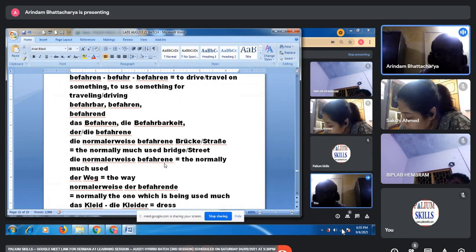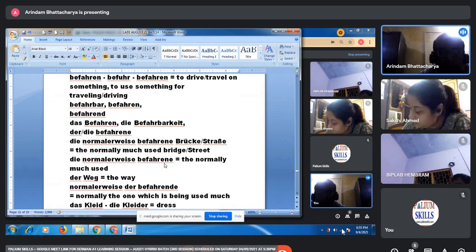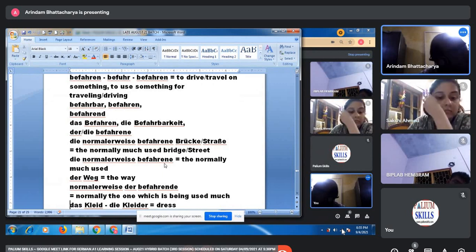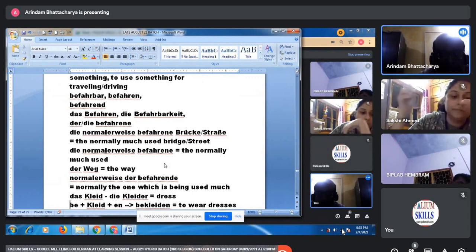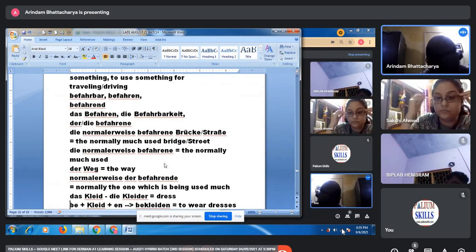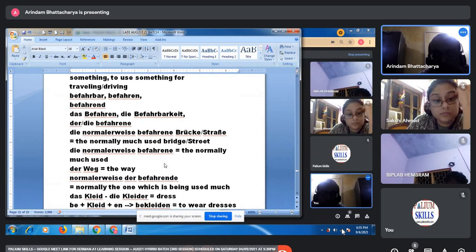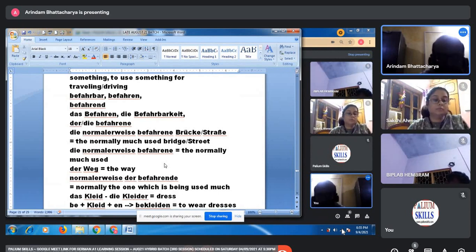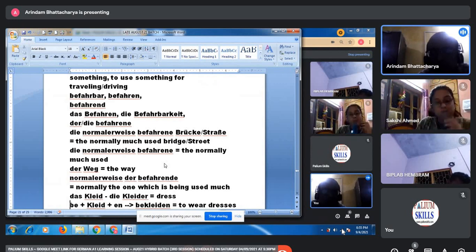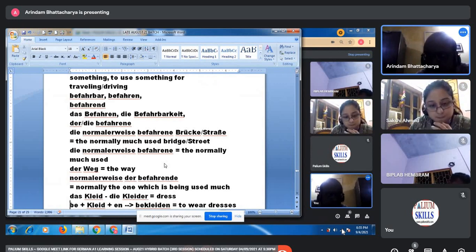Das Kleid, die Kleider. Das Kleid, die Kleider means dress, dresses. Be plus Kleid plus N: be is a prefix, Kleid is a noun meaning dress, then N is added. Bekleiden means to wear a dress.